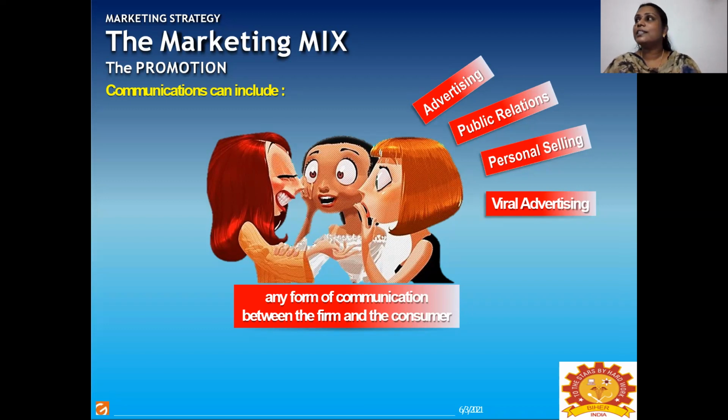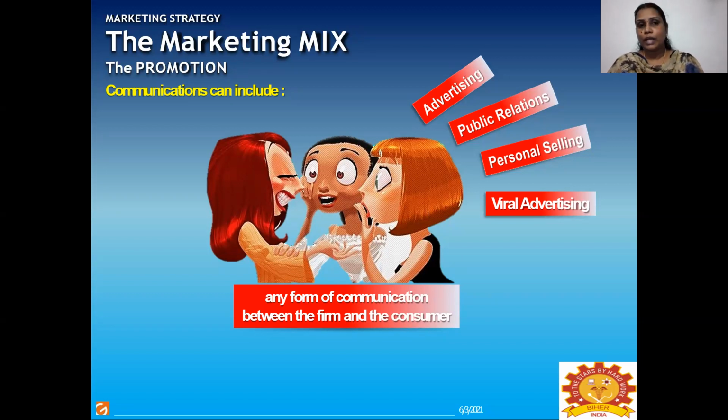Advertising is any paid form of information about your product. It is a non-personal medium. Public relations is the goodwill that you create about the product in the minds of the people. Personal selling is where you meet people personally to talk about your product. And viral advertising is done through your digital mode, through your social media activities.